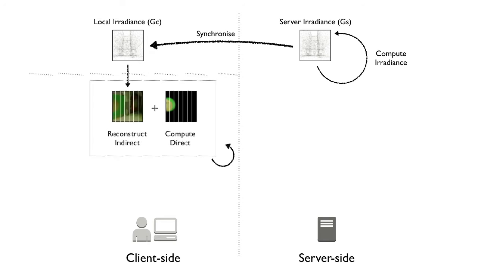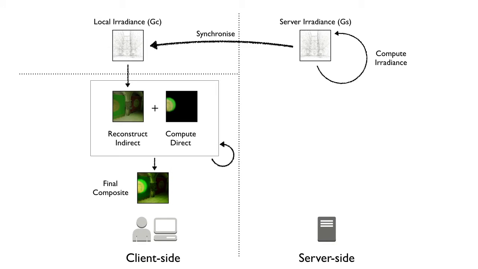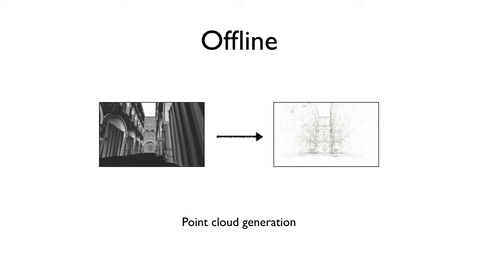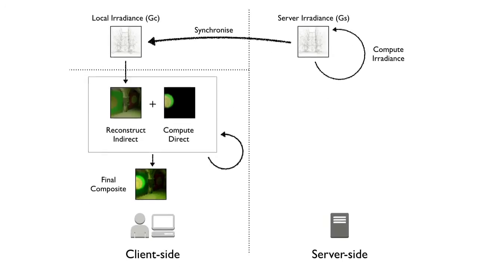For every frame, the client device uses the local view-independent lighting cache to reconstruct the diffuse indirect lighting and combine it with the locally computed direct lighting to give the final composite that is presented to the user. We refer to this method as Remote Asynchronous Indirect Lighting, or RAIL. RAIL requires an automatic one-time pre-computation step to generate a point cloud representation for the scene used to sample indirect lighting. Indirect lighting is continuously kept up-to-date server-side.